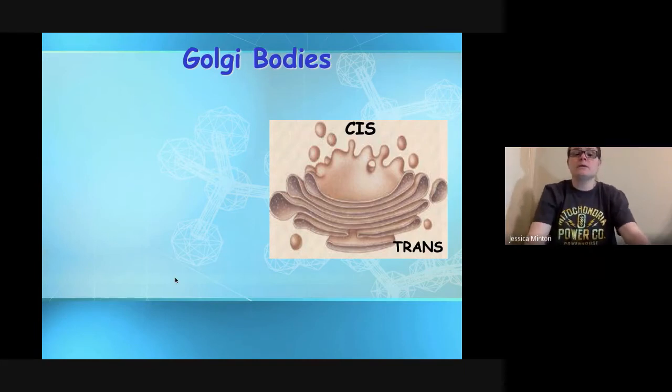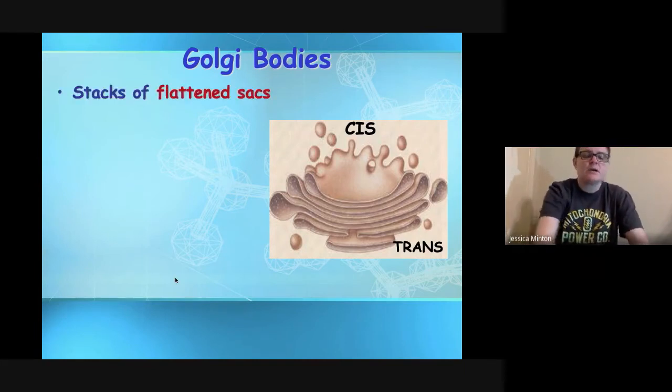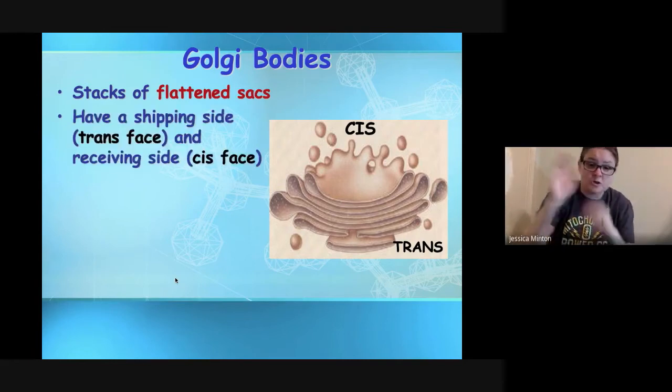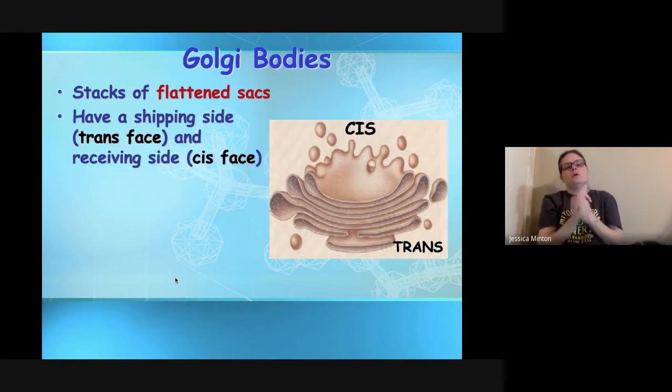Now we're going to the Golgi. I think these are cool. Golgi bodies. I think they look like a bunch of flattened pancakes that start pinching off and doing their thing. Golgi is like the post office.